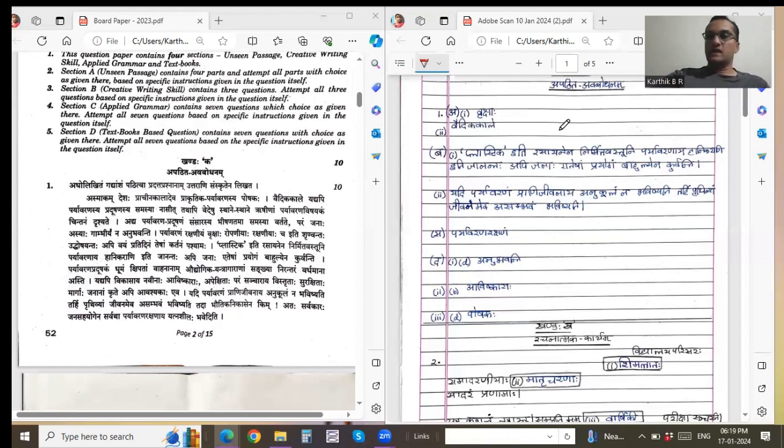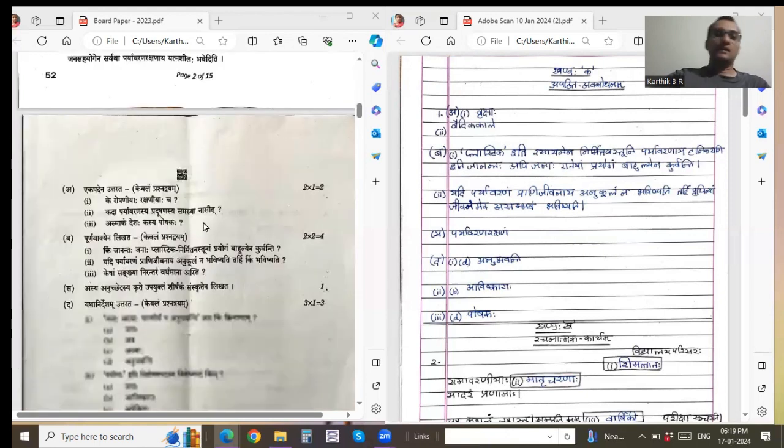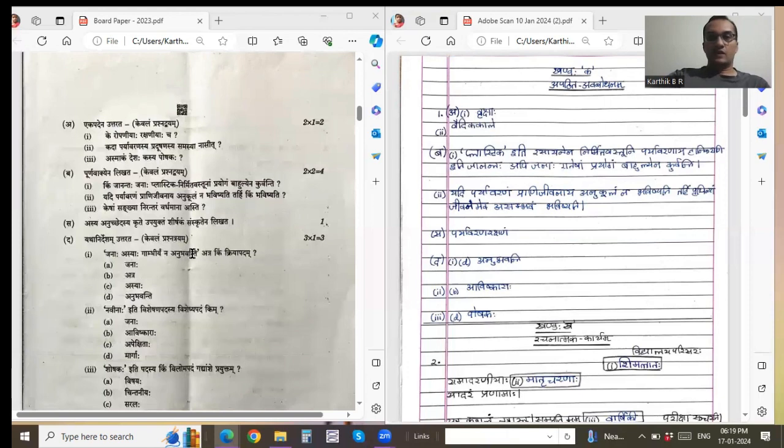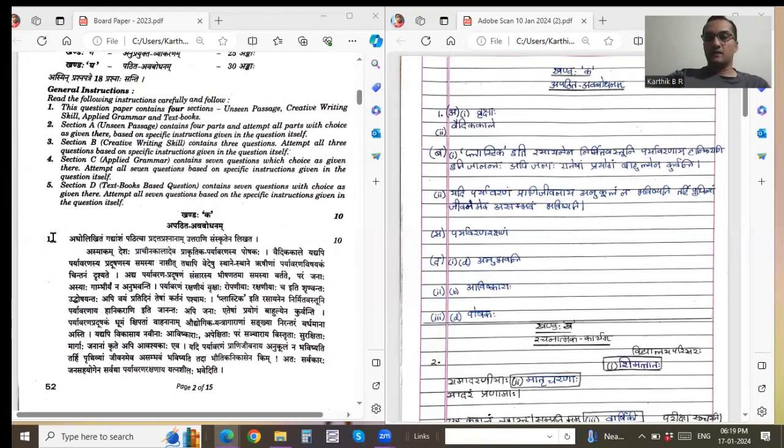Here is an answer sheet which is answered by a student according to the question paper's instructions. The answers are written, that we are going to check, and I will do the valuation of this paper now, as we do the valuation during the board valuation, in the same pattern, in the same manner. Here is a passage. After that, there are questions. Question number 1. The question number should be written as it is given.